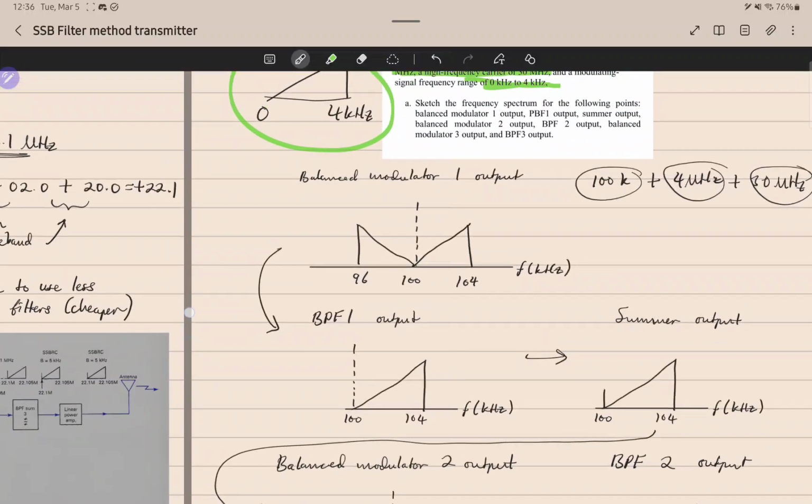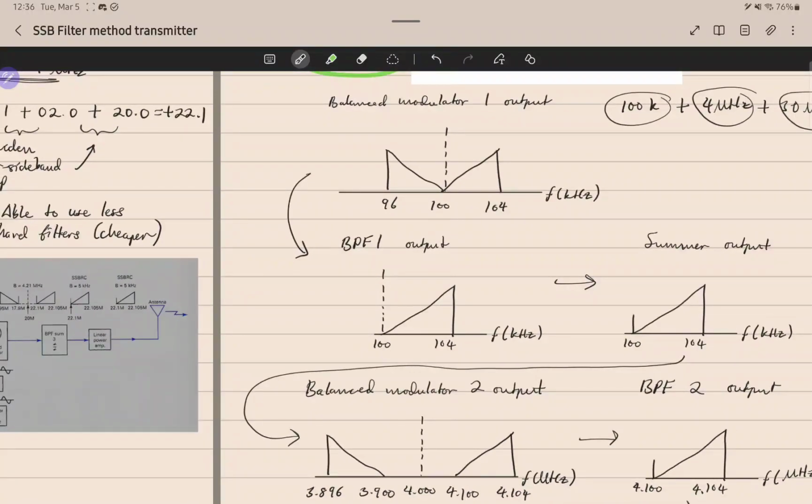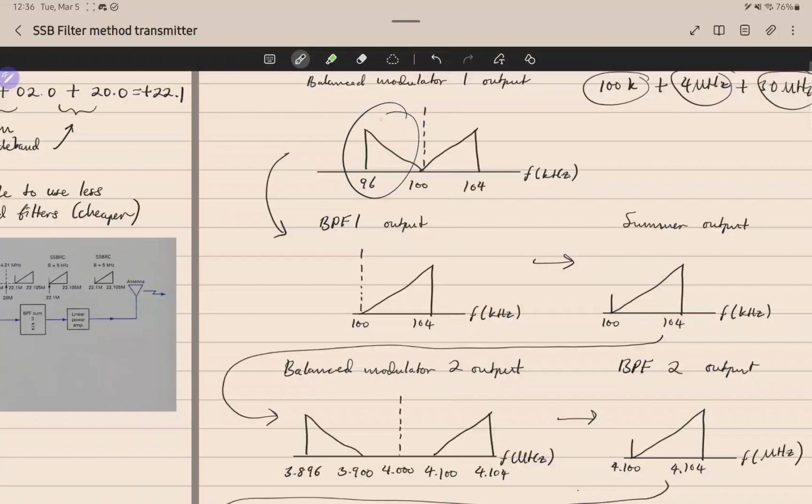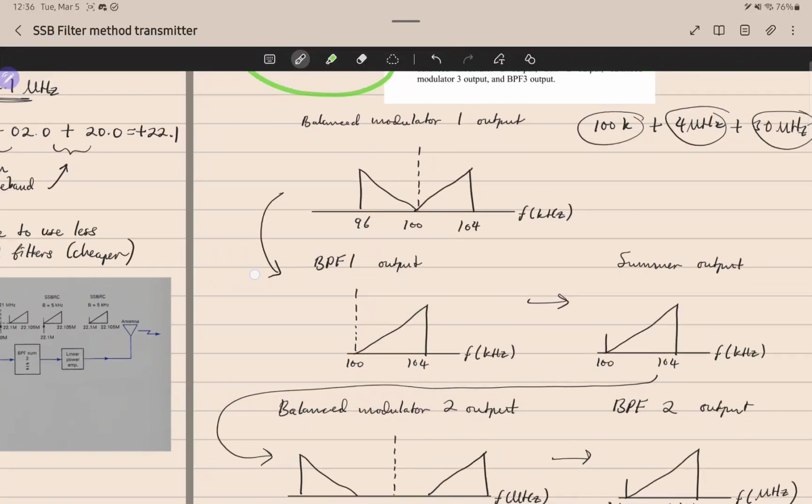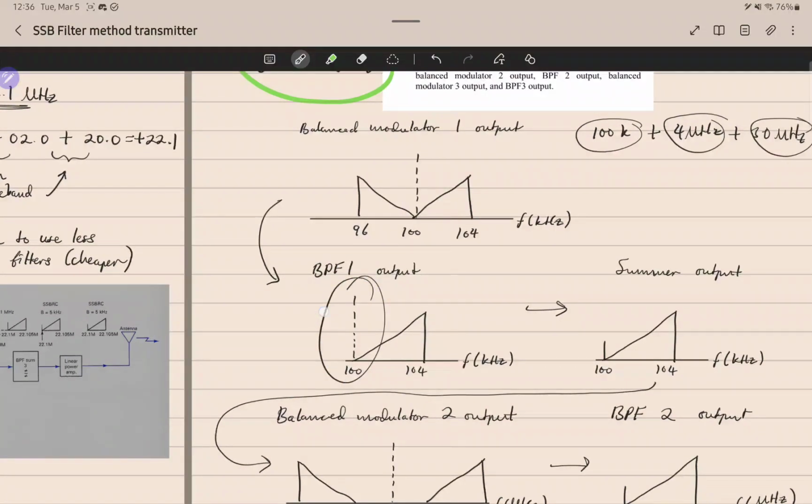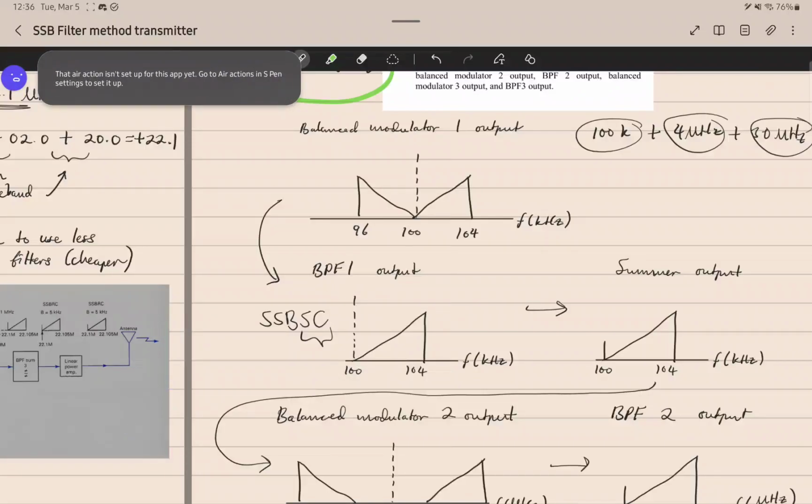So that brings us to the next output, your BPF output. That's going to remove your lower sideband, and you're going to get just 100 and 104 kilohertz, so that your frequency is unchanged. This thing needs to be here because you need to signify that it is a single sideband suppressed carrier signal. So that's why you need it, it's suppressed. The carrier signal is suppressed, so you need to signify that there is no carrier frequency component.